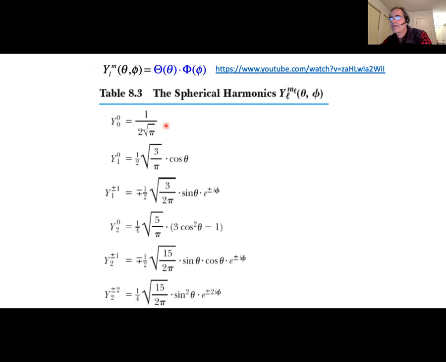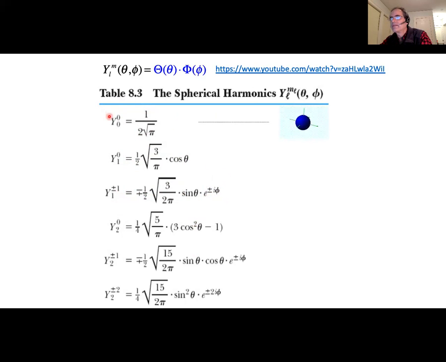So this table is from our book, okay? The lowest spherical harmonic, Y00, L equals 0, m equals 0, it's just a constant, okay? Y01 is a constant times cosine theta. Y plus or minus 1 is a constant times sine theta times this factor, e to the plus or minus i phi, and so on. But now let's look at some plots of these.